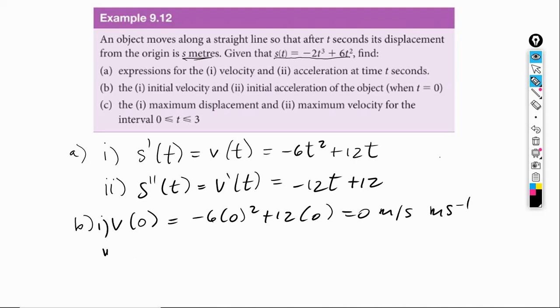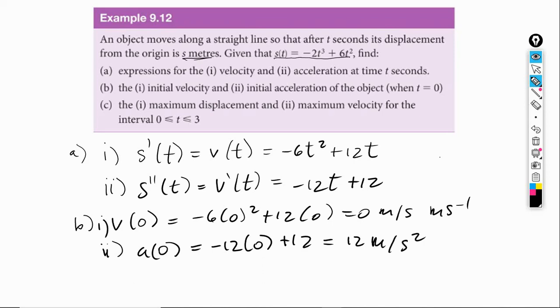The initial velocity. Now part two, the initial acceleration, the same thing. That's going to be acceleration when time is zero. So this is going to equal minus 12 times 0 plus 12, and this equals 12. Therefore, at time equals 0, the acceleration was 12 meters per second squared.